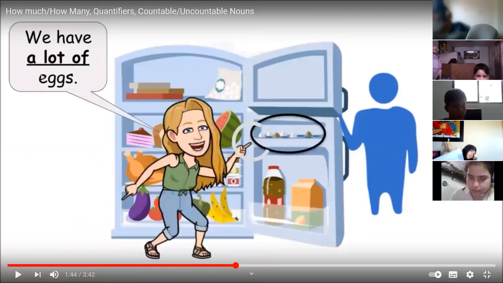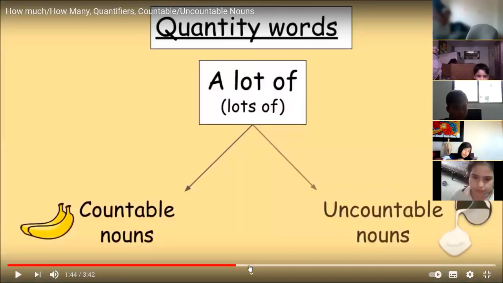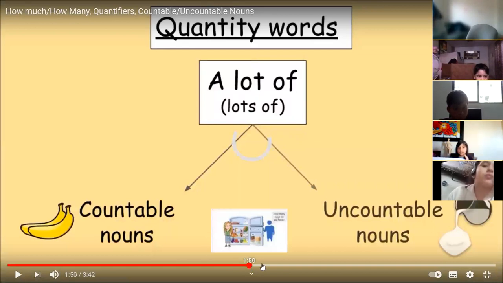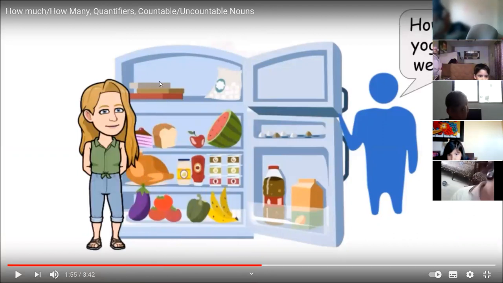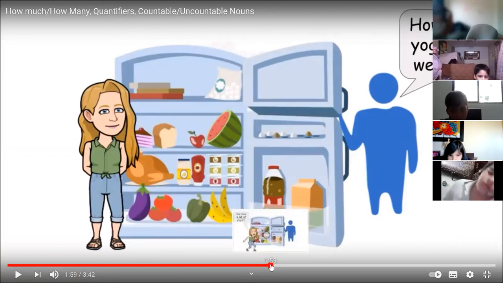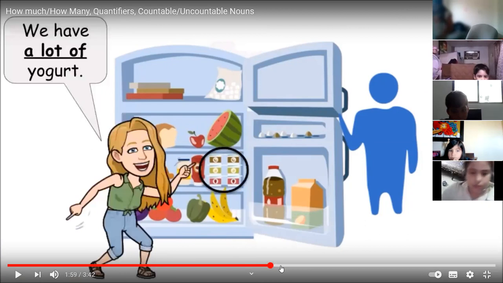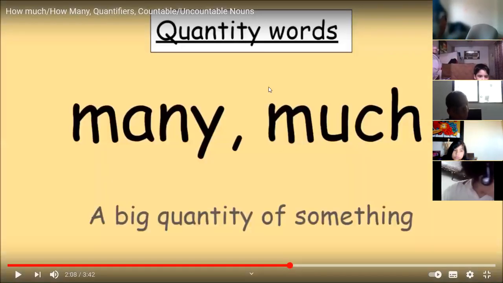Trabaja con sustantivos contables como eggs, in this case, a lot of eggs, o how much yogurt do you want? A lot of yogurt. Yogurt es sustantivo incontable y también trabaja con a lot of, ¿verdad? Es decir que a lot of es un cuantificador el cual trabaja con ambos, tanto con sustantivos contables como incontables. Okay. And here we have the other words.